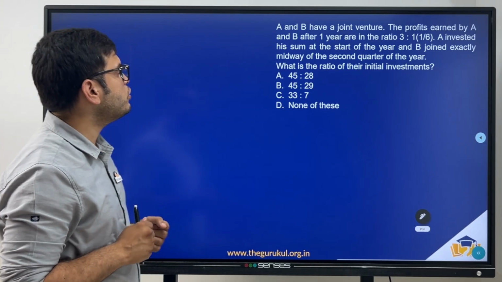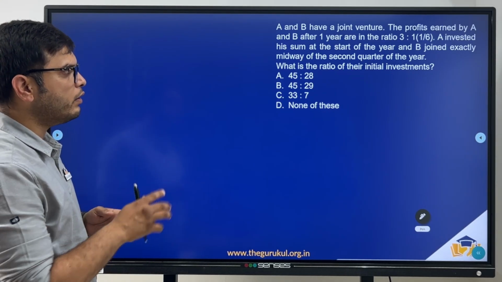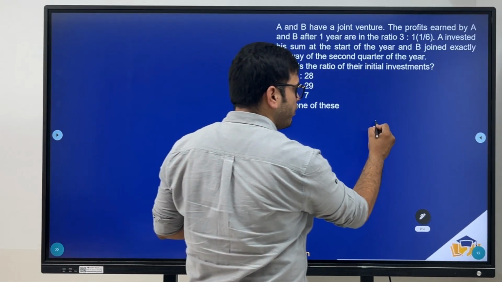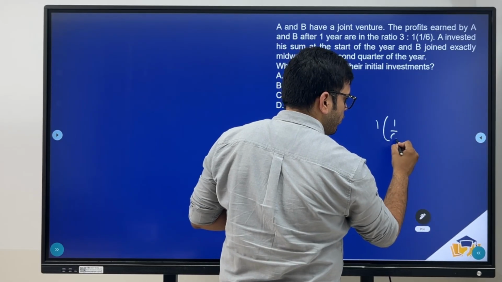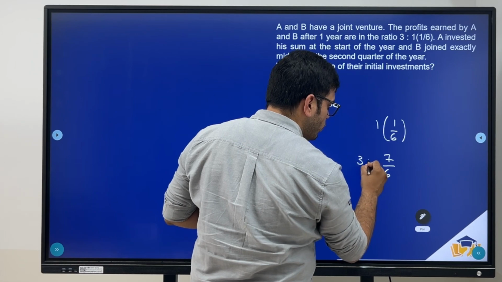Now coming to the third question, A and B have a joint venture. The profits earned by A and B after 1 year are in the ratio 3 is to 1 1/6. So what is the value of 1 1/6? 6 plus 1, 7/6. So 3 is to 7/6.